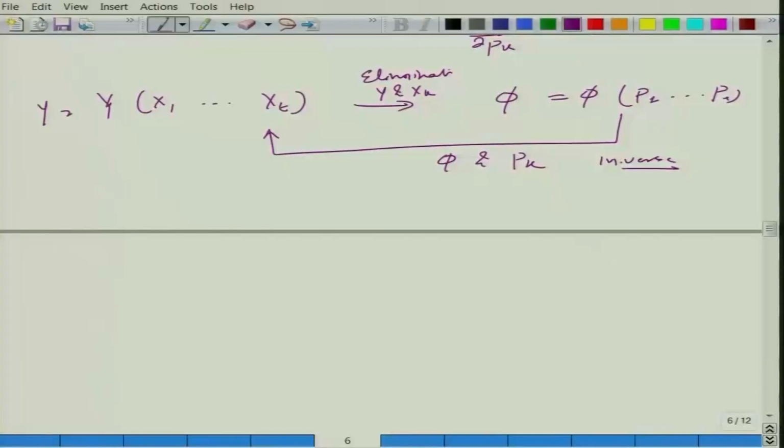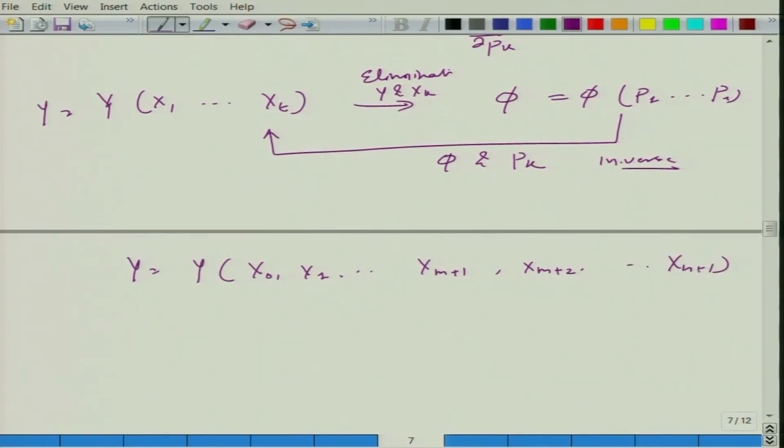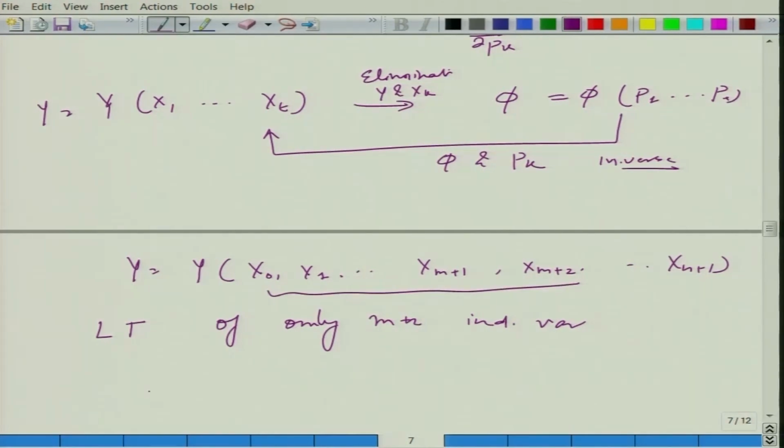Now you may have a situation where not all the variables you would like to change, only, let us say, m plus 2 are independent variables, and in that case your function, let us say, is y as a function of x0, x1, up to xm plus 1, xm plus 2 and so forth till xn minus 1. In some situation you might like to take a Legendre transformation, which I am saying as LT, of only m plus 2 independent variables. So that means you would like to only change this.